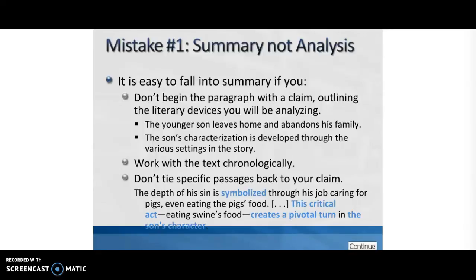Another mistake that a writer can make is failing to link specific passages back to your topic sentence's claim. Look at this last example on the slide. The blue text is the writer's connections to the claim. If you are just giving a quote or paraphrase from the text without having these connections, you're probably summarizing rather than analyzing.